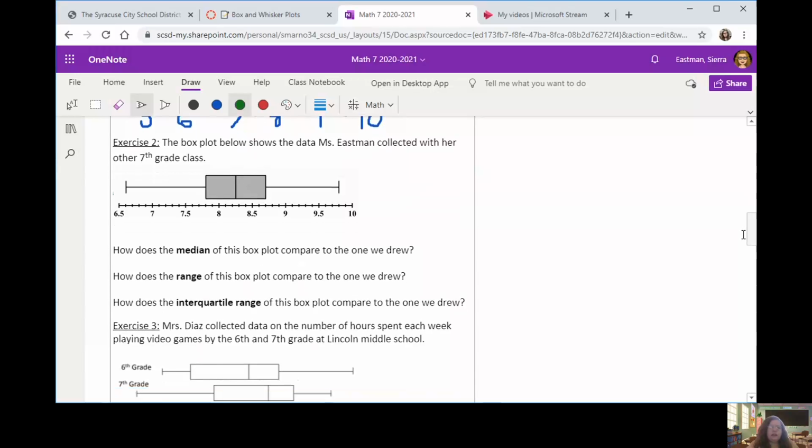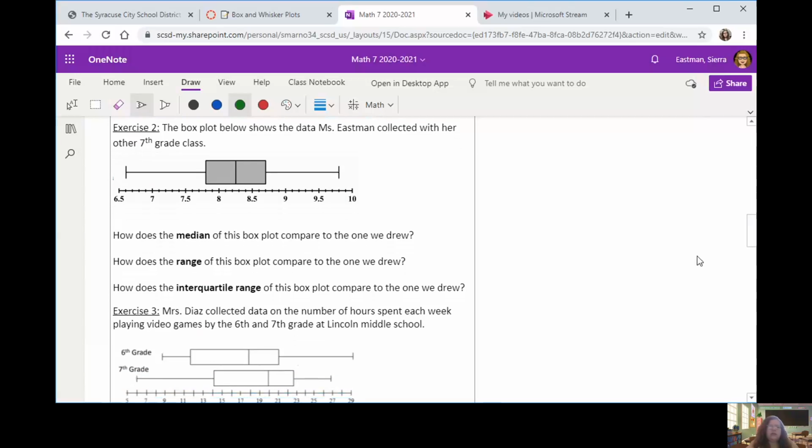So let's take a look at this one. This data shows the information I collected with my other 7th grade class about that same monkey bars question. In this case, they did have some half values, so we see 6.5, 7.5, and some different numbers here. And now we want to find the median of this box plot.